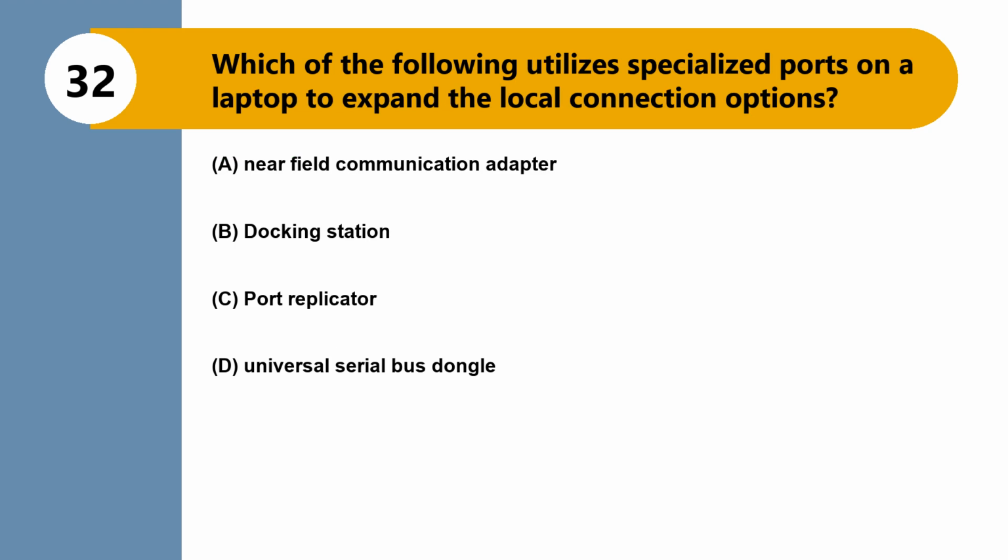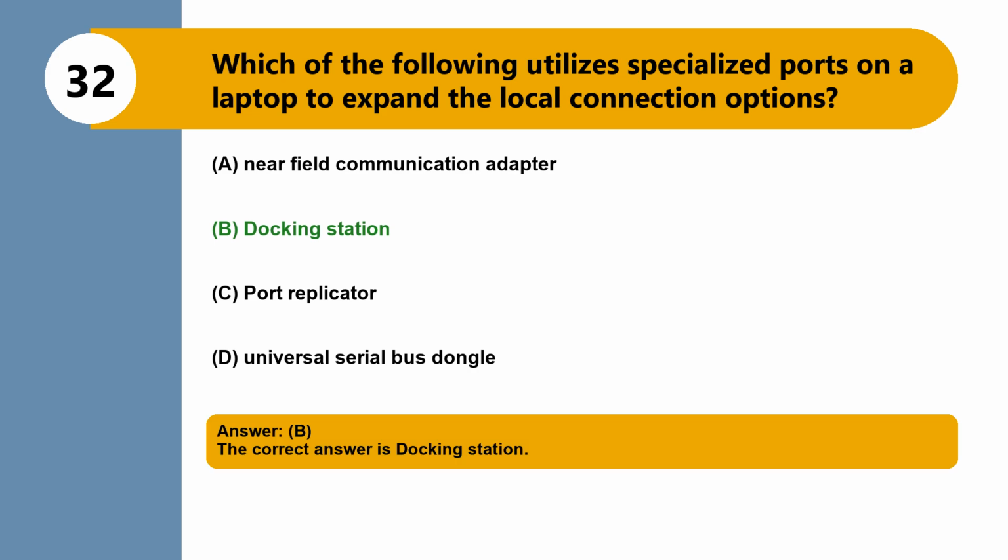Question 32. Which of the following utilizes specialized ports on a laptop to expand the local connection options? Option A, near-field communication adapter. Option B, docking station. Option C, port replicator. Option D, universal serial bus dongle. The correct answer is option B, docking station.